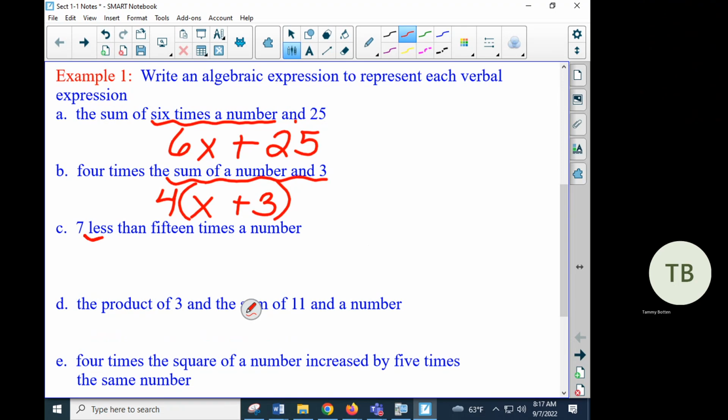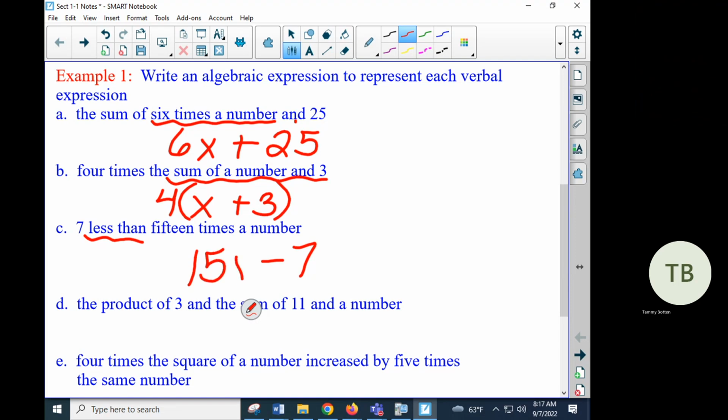Whenever you're doing less than, you have to be really careful. When it says 7 less than, that means that you're going to subtract 7 at the end of it. When you add, the order doesn't matter, but when you subtract, it does. And when it's 7 less than, you always want that minus 7 at the end. And this says 15 times a number. So what would I put right here? 15x or 15n or whatever you want as your variable.